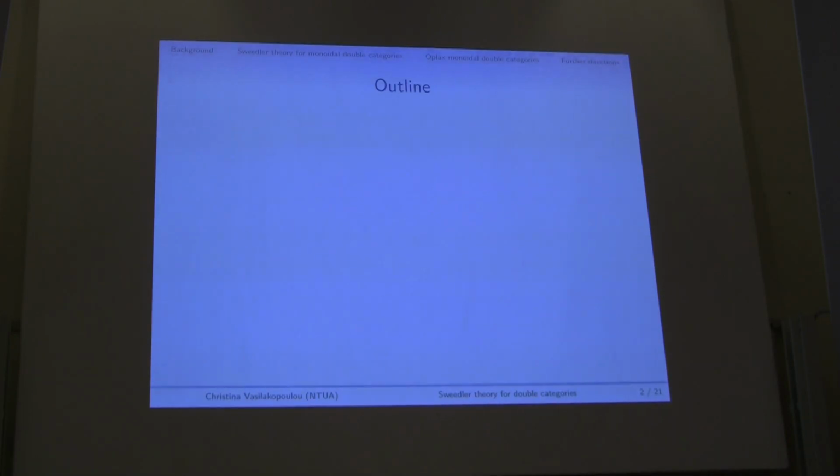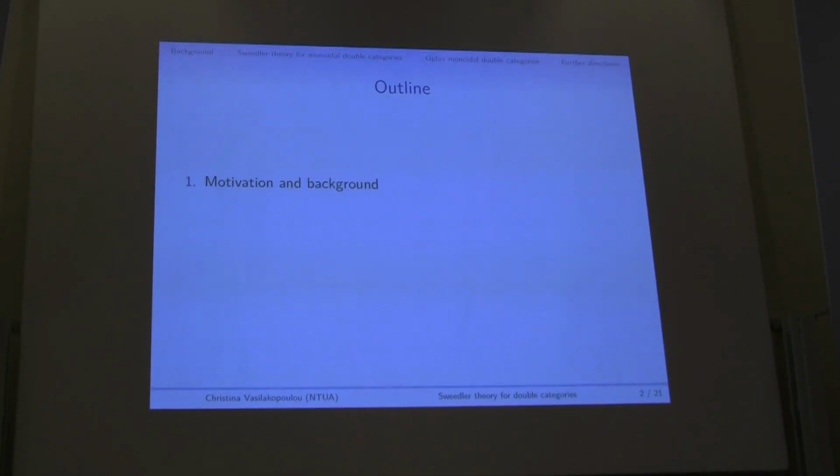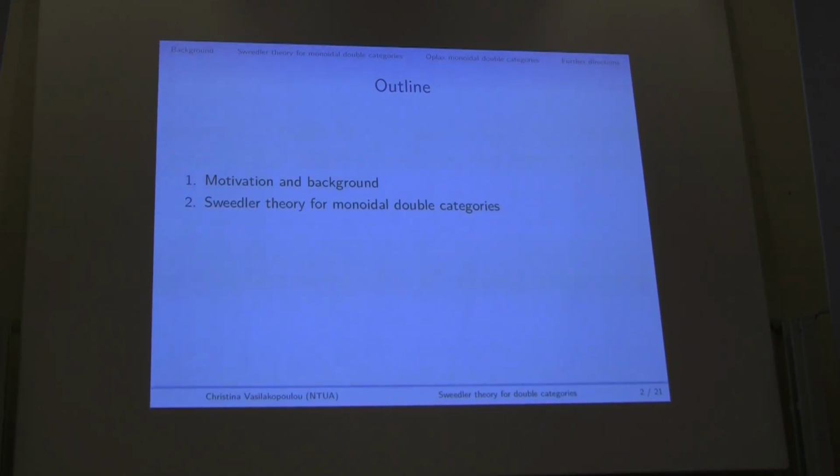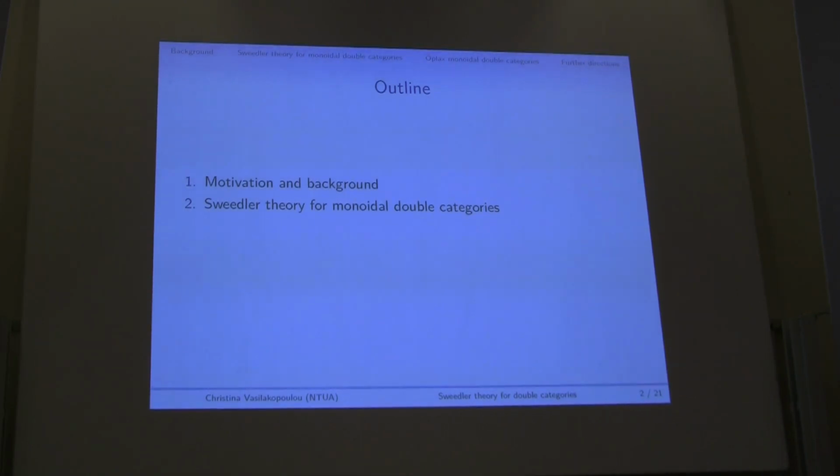This is an outline of my talk. We will start with the motivation story, the background story, what could be called the Sweedler theory for monoidal categories. So we'll start with monoidal categories. I will give some details, only the ones that are necessary for what's going to happen later. And then the main focus of the talk will be generalizing this Sweedler theory for monoidal categories with a double categorical context as a many-object generalization.